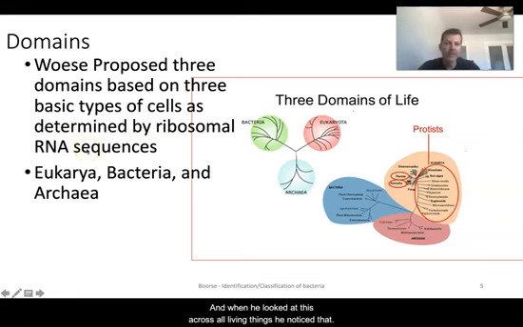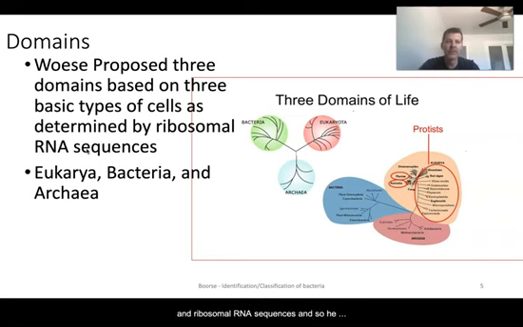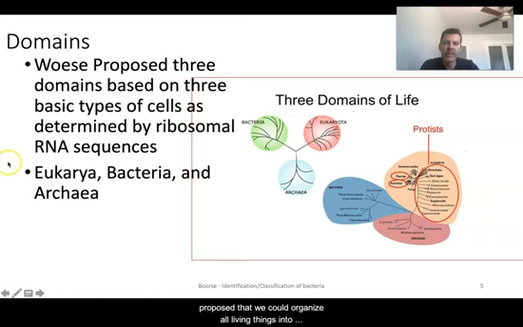When he looked at this across all living things, he noticed that there are three major groups in terms of differences in these ribosomal RNA sequences. So he proposed that we could organize all living things into three domains. They are listed here. Eukarya is one domain, bacteria is a second, and archaea is a third. Those are the three domains.